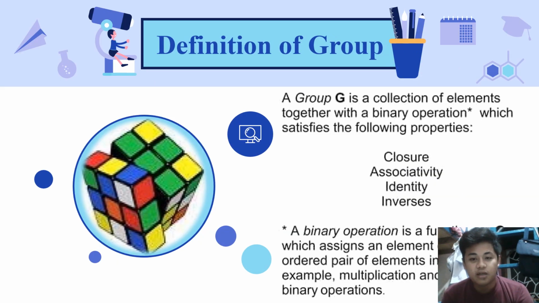First is the definition of a group. A group G is a collection of elements together with a binary operation which satisfies the following properties. This was already discussed, and it appeared in our exam: closure holds, associativity holds, the identity holds, and inverses.